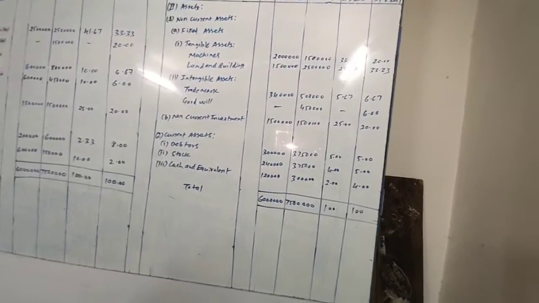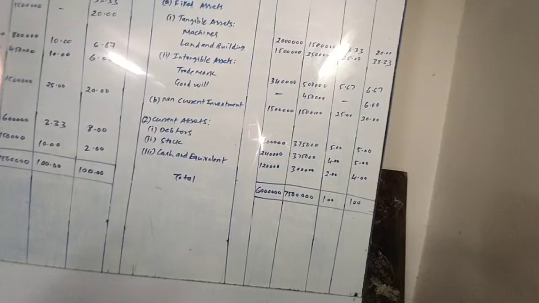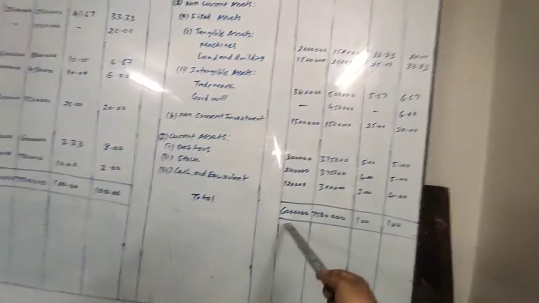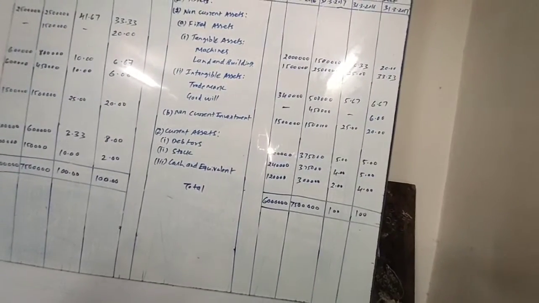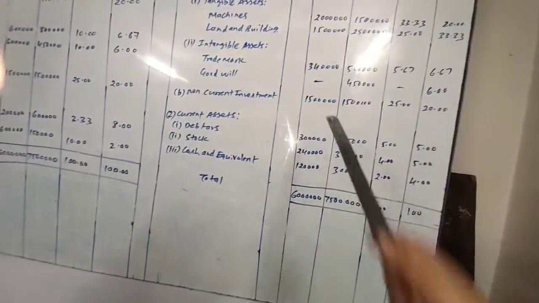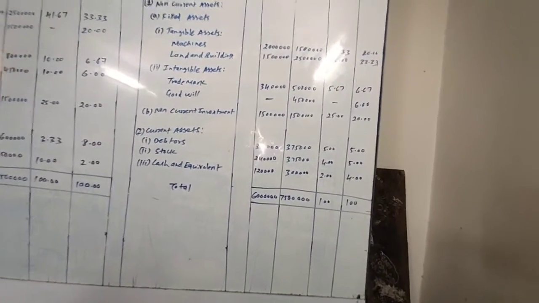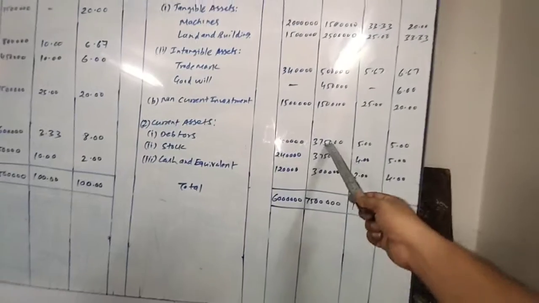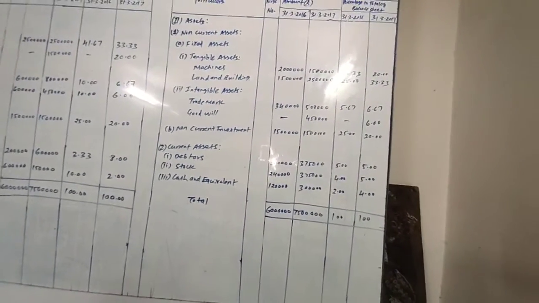Okay, then comes current asset. In that current asset, the first item is given debtors, which is 3 lakh in the year 2016 out of 60 lakh. So 3 lakh upon 60 lakh into 100 we get 5%. And in the year 2017 it is 3,75,000 out of 75 lakh. So 3,75,000 upon 75 lakh into 100, again we get 5%.